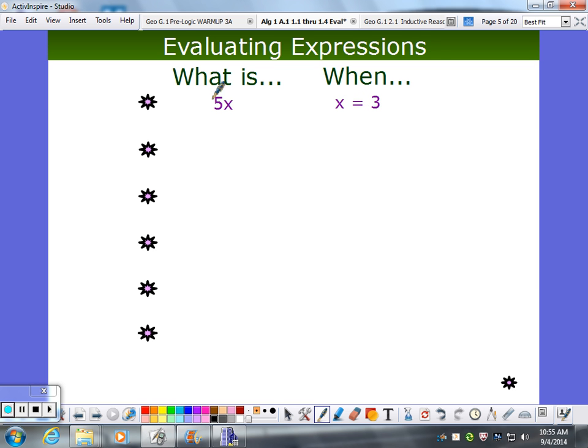15, right? You substitute it in. You say 5 times 3 equals 15. Everybody know where we are? I'm still on page 1. It says evaluating expressions. I'm kind of in the middle towards the bottom.